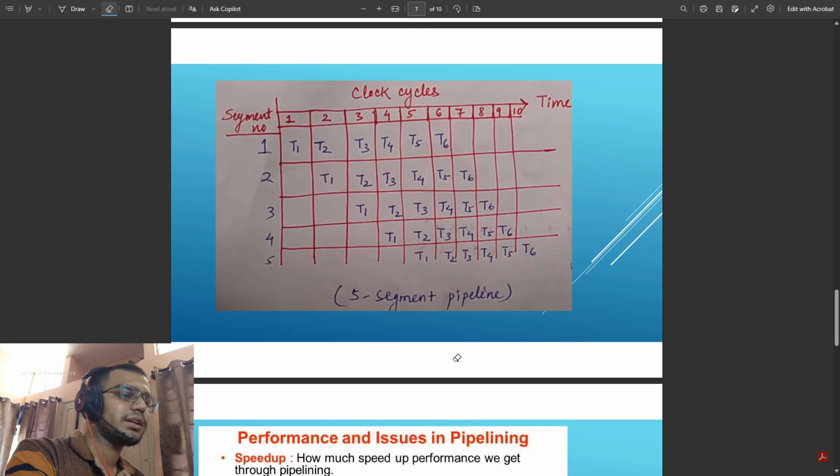So the better method to increase the performance of the CPU is the arrangement of hardware in such a way that multiple instructions execute at the same time. So let's see with an example, and then go to the clock cycle.